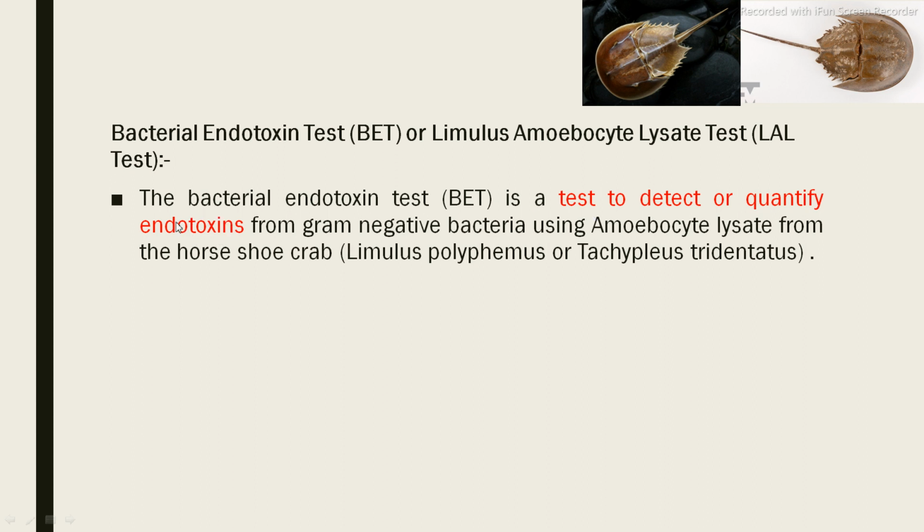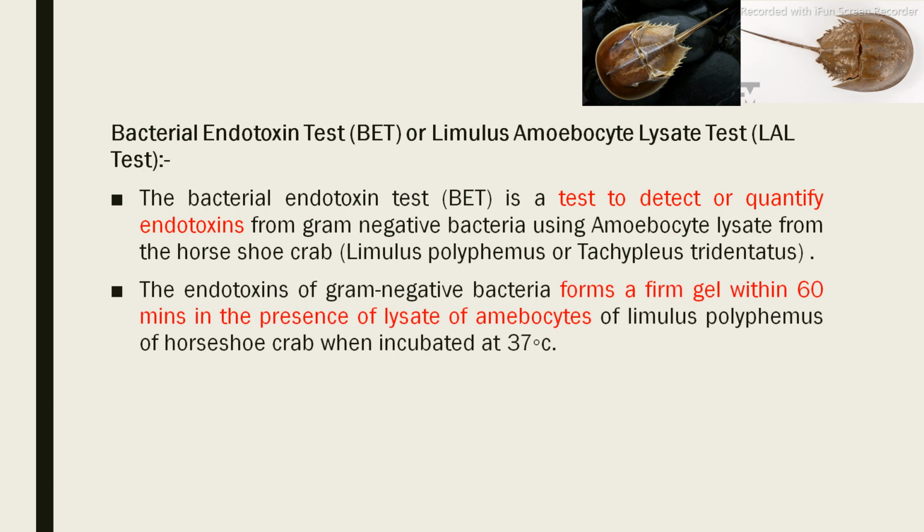If there is any presence of endotoxin, this amoebocyte lysate will react with the endotoxin, and then there will be formation of gel or precipitate. So if there is formation of any gel or precipitate, it means there is a presence of endotoxins in your preparation. The endotoxins of gram-negative bacteria form a firm gel within 60 minutes in the presence of lysate of amoebocyte. So within 60 minutes there will be formation of a gel if there is a presence of endotoxins.